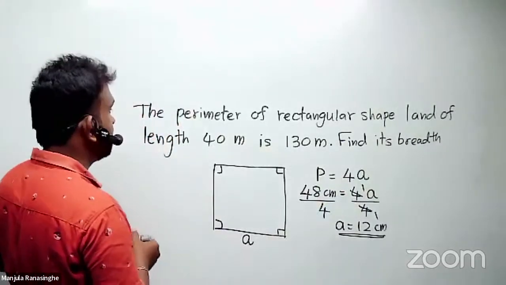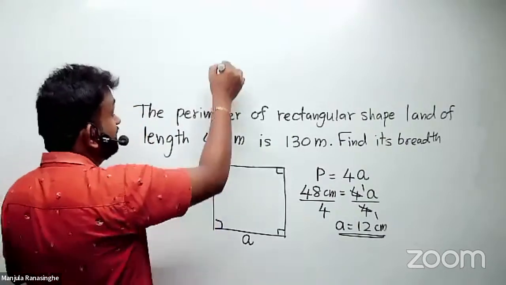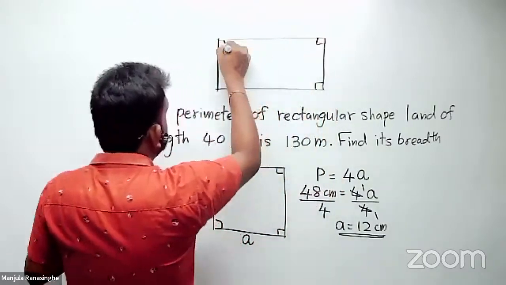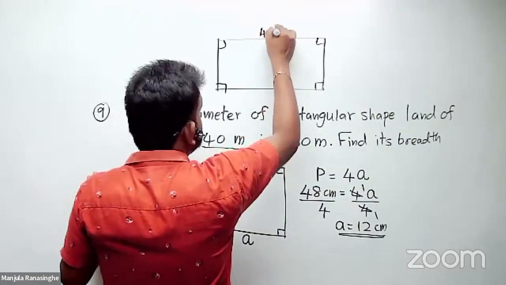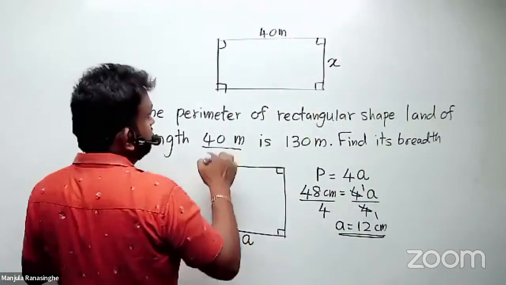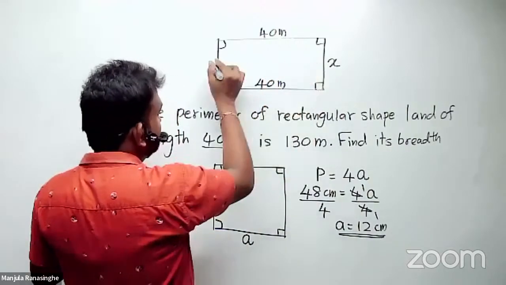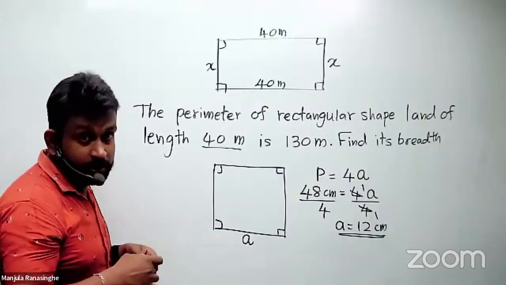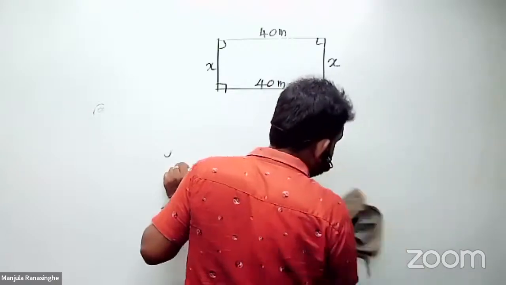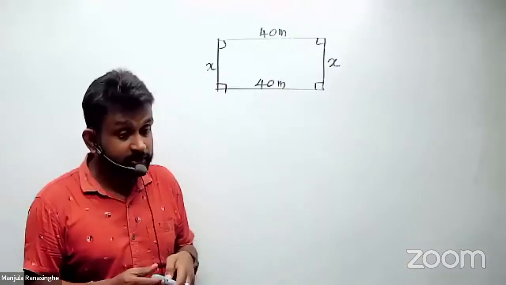The next one: the perimeter of a rectangular shape land of length 40 meter is 130 meter. So in a rectangular shape land, the length is given as 40 meter. The breadth is asked, so I write it as x. If this is 40, here also 40, and if it is x, the other breadth is also x. So you can build up an equation, and by solving that you can find the breadth. And then I will tell you the shortest method of finding that.